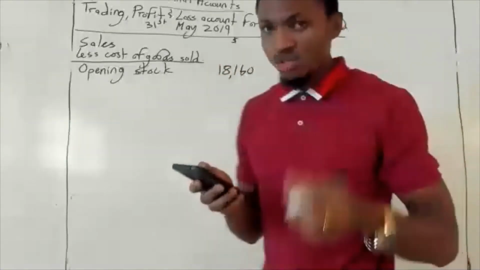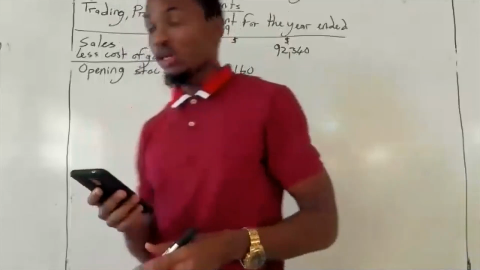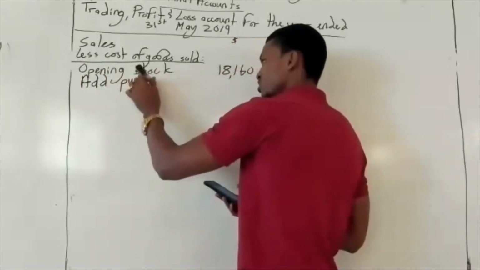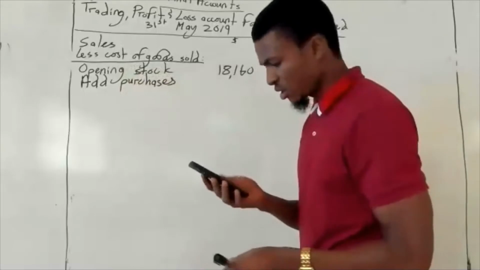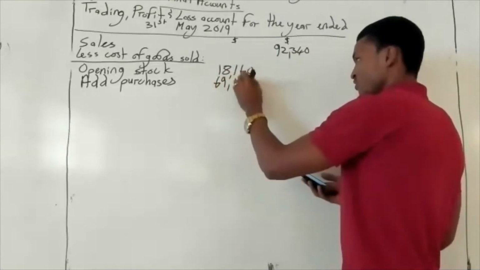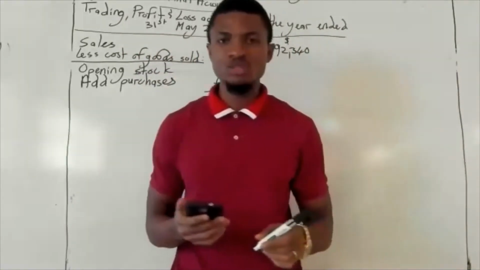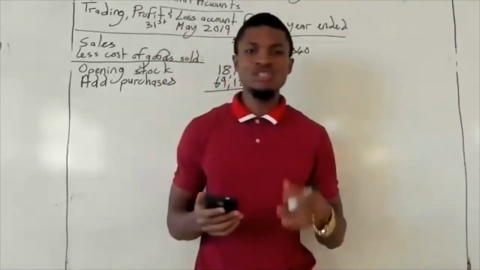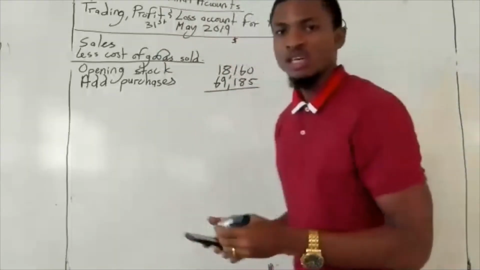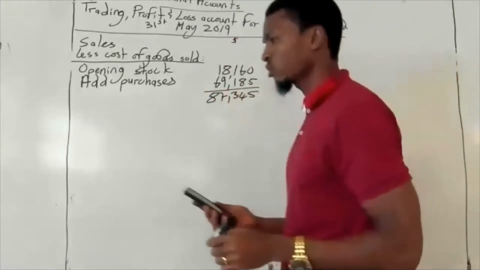18,160. Taking a look at the question, do we have any purchases? Yes, we have purchases. What do we do with purchases? We add purchases. The purchases figure in the question is 69,185. I told you, whenever you are working with me, you should have your calculators near so that you can do calculations as the transactions call for. Now your opening stock plus your purchases gives you what? 87,345.